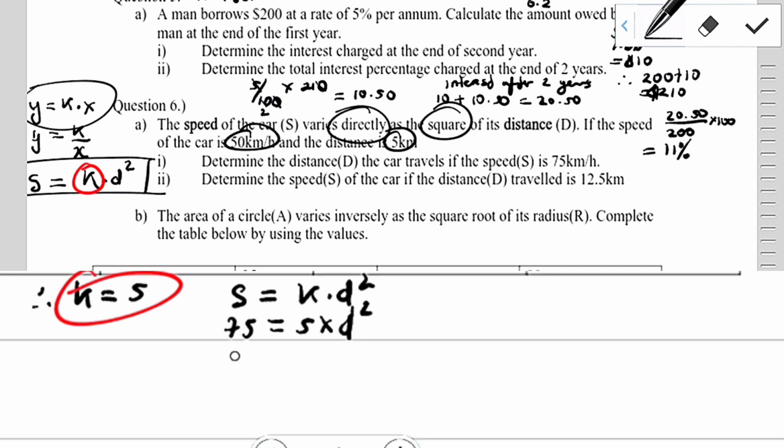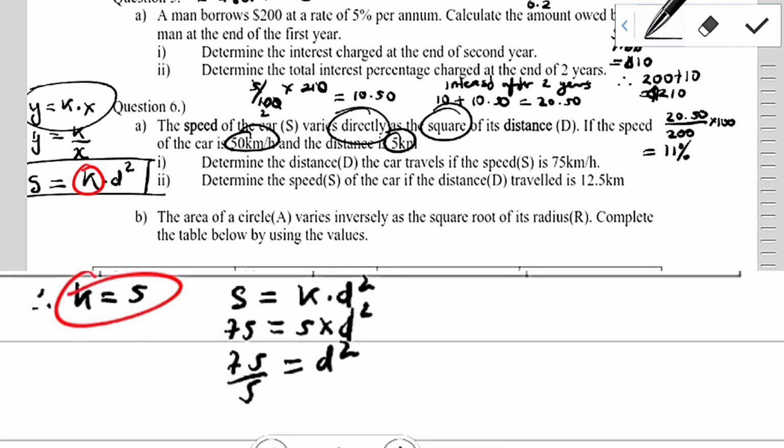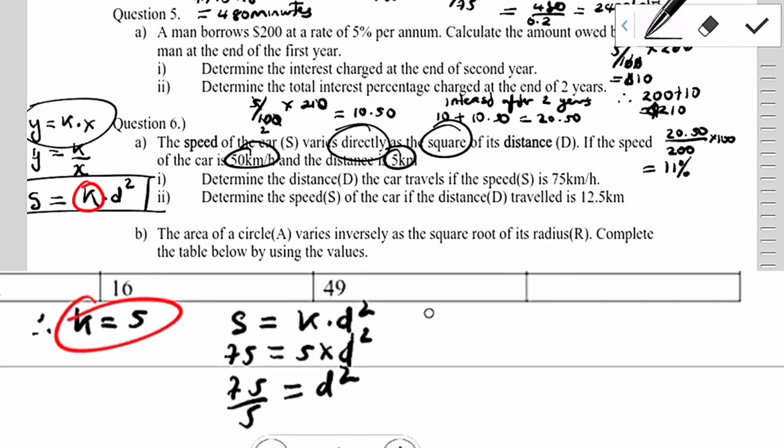So naturally then, 75 divided by 5 will give us a result of d squared, balancing both sides, dividing by 5. Mathematically, let me check my solution sheet here. Okay, I think I made a mistake on my solution paper. Oh, my bad. 50 divided by 25 is in fact 2.